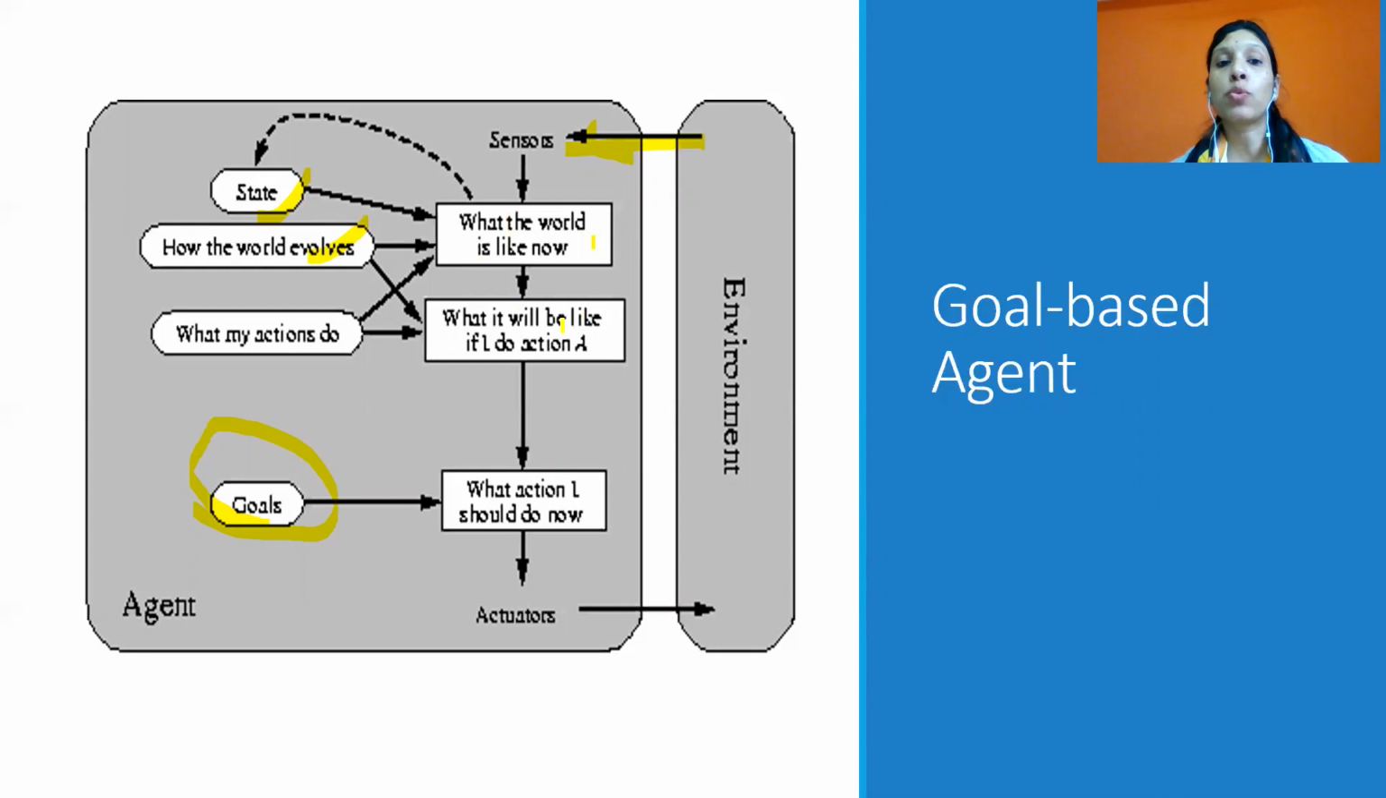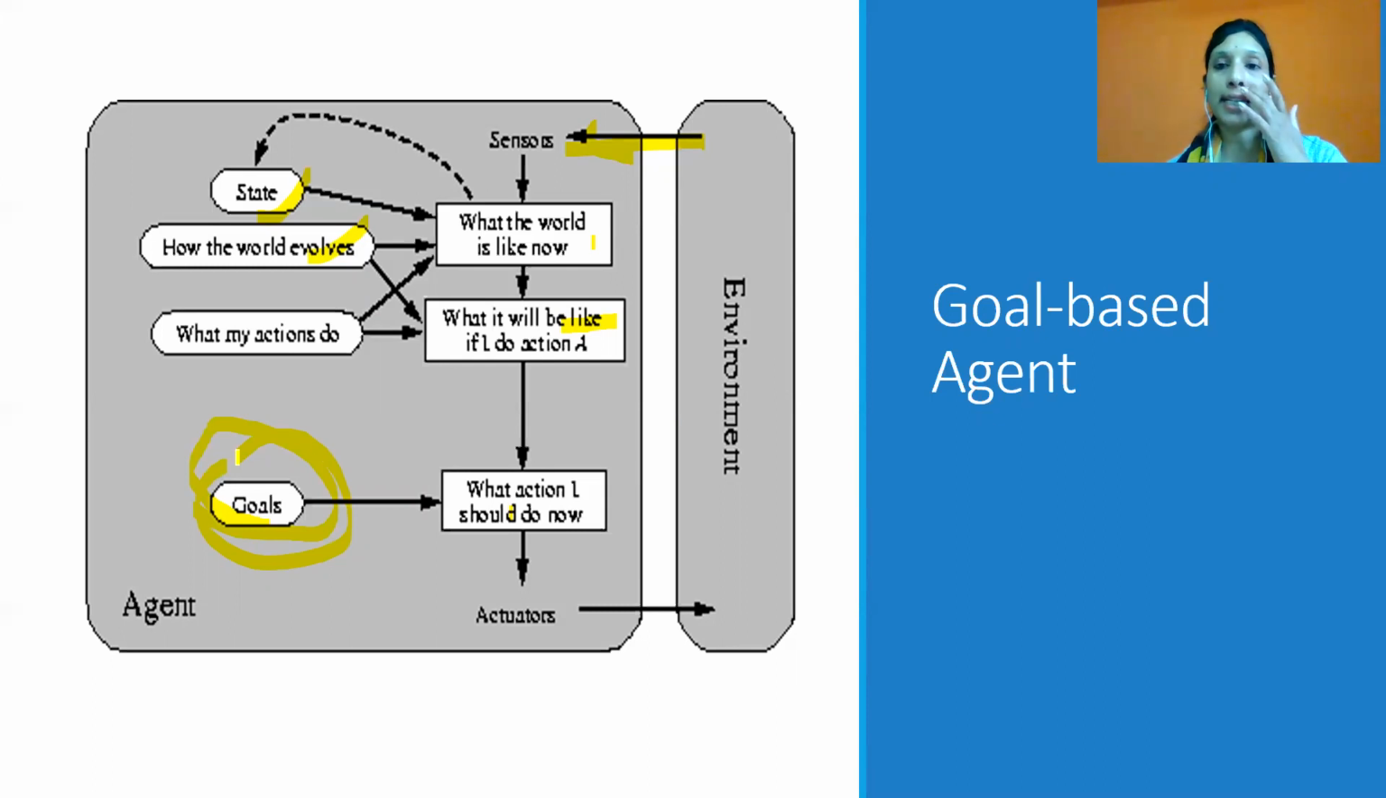And what it will be like if I do this action, what will be the outcome? If I've taken this action for the last time, what was the outcome? Whether I can expect the same or will it change? And then lastly, it will decide the action based not just on if-else statements, but on the goals. So here, instead of giving if-else rules, we'll provide it with a goal.